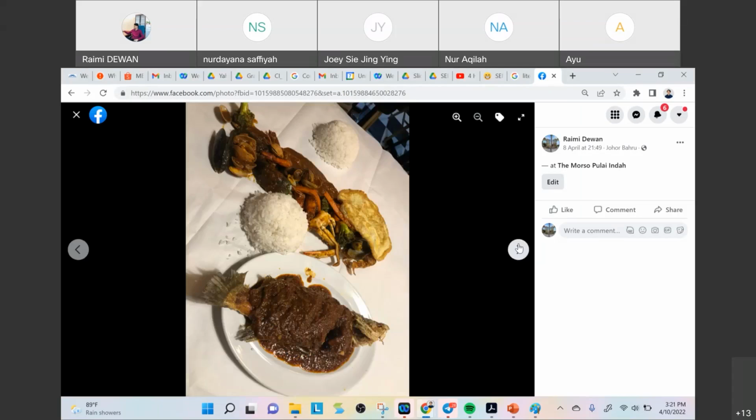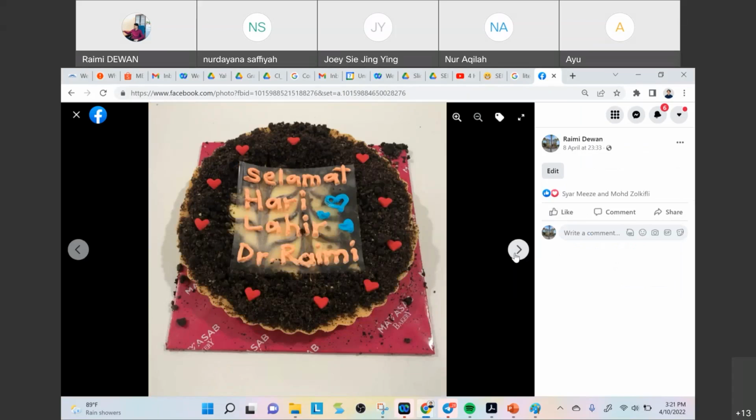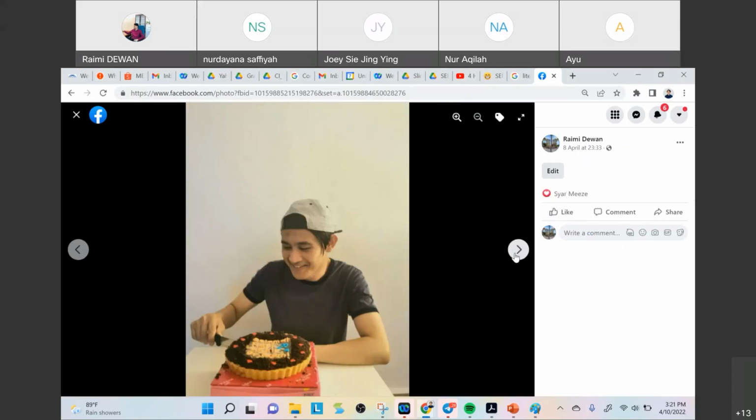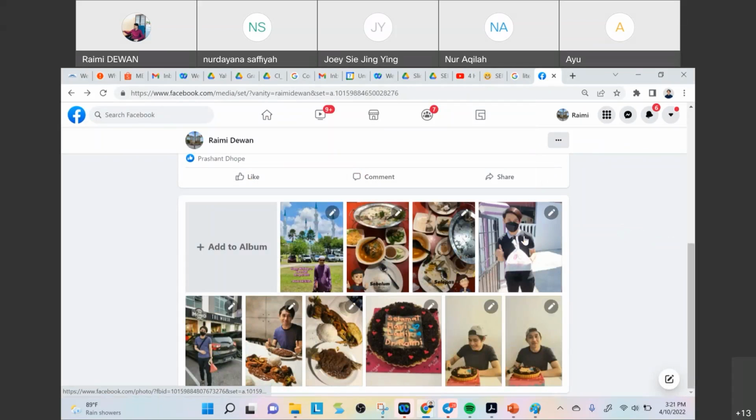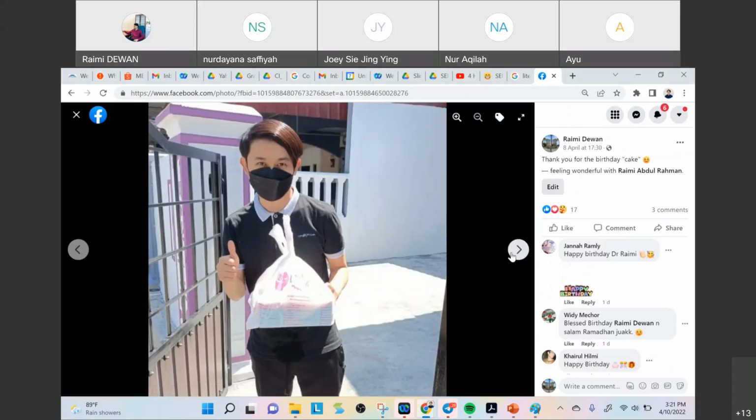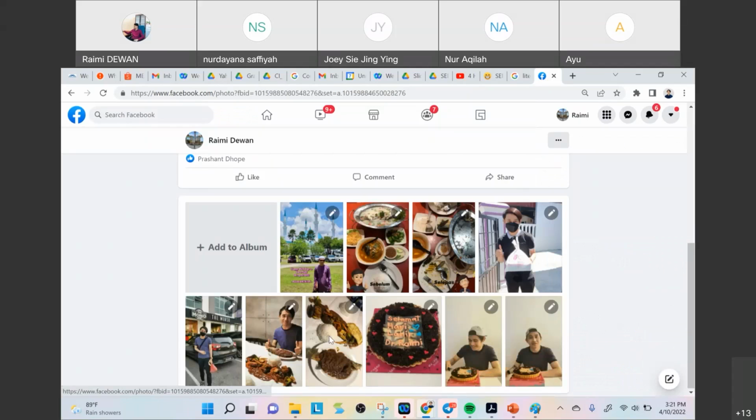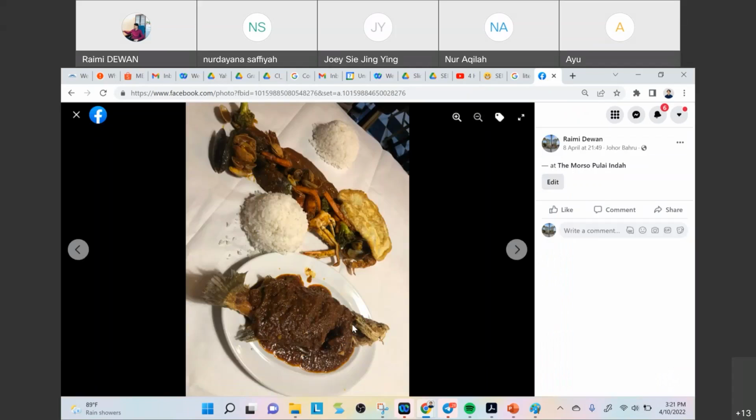This one, shellfish at the Morso. I think I will complain about this, the Morso. Also, this is cake. Okay, this one is from Mama Sap. My friend sent it. But who would have thought that food like this would cause food poisoning. Be careful, all of you, if you intend to eat seafood.